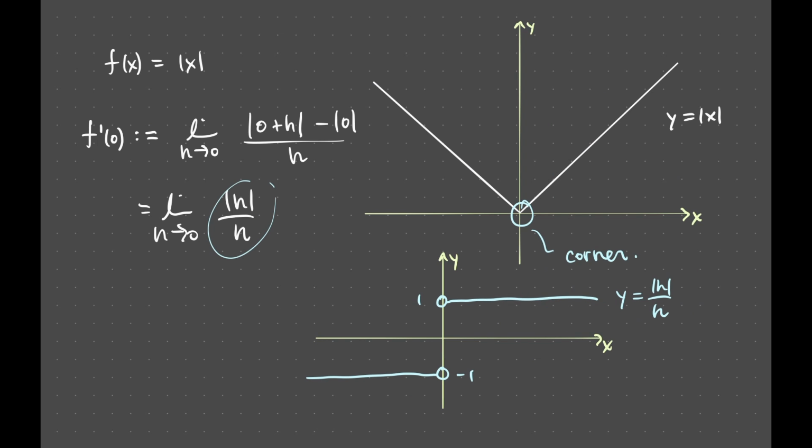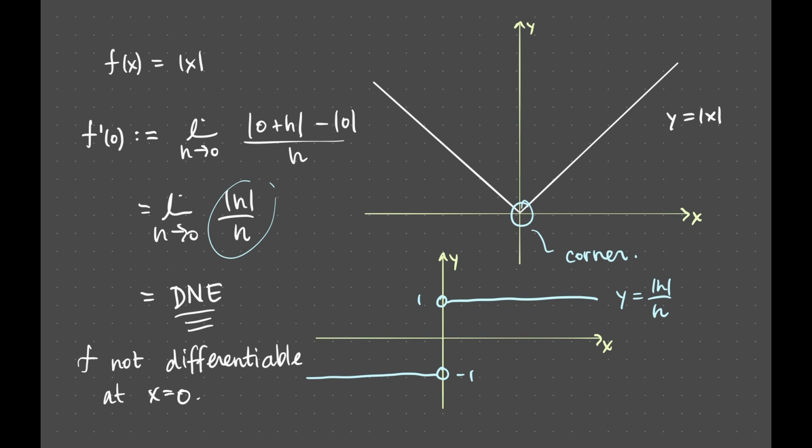In particular, the function absolute value of h over h is equal to 1 to the right of 0 and minus 1 to the left of 0, so the right-hand limit is equal to 1 and the left-hand limit is equal to minus 1. This means that the full limit doesn't exist, and so the derivative, which is this full limit, doesn't exist either.